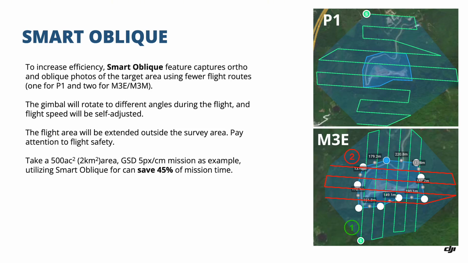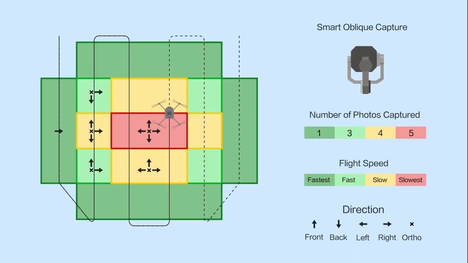Thanks to the P1 support for more flexible gimbal angles, an oblique mission can be completed using a single flight route. During the flight, the P1 will take forward, backward, left, right, and downward photos. The gimbal on M3E and M3M only supports movement in one direction, so 2 flight routes are required. The flight speed is self-adjusted, faster for the outside area and slower for the inside. Pay attention to the flight safety because extra flight area is needed. Here's an animation video showing you how Smart Oblique on P1 works.